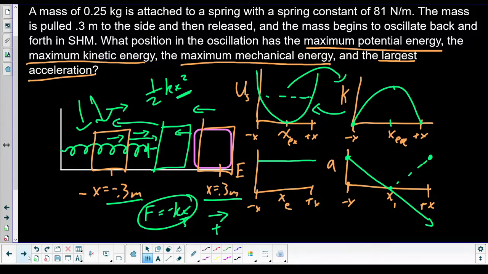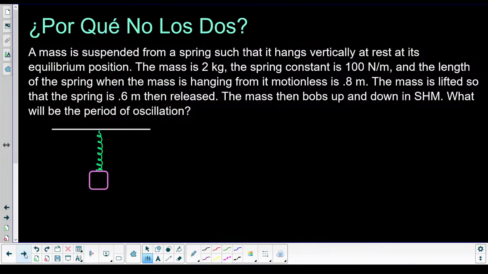All right, last thing we need to talk about. What if it's both? Por qué no los dos? So we have a mass suspended from a spring such that it hangs vertically at rest at its equilibrium position.